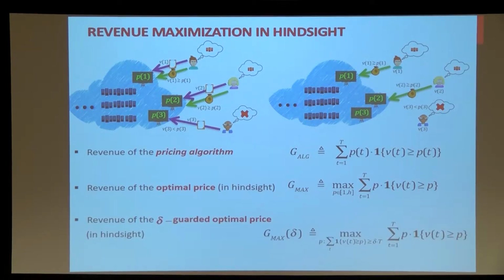And I'm also looking at a variant of this benchmark, which is called delta-guarded optimal price, which indeed is the maximum revenue you can get by posting a price P, but among the prices with market share, which is the fraction of times that they get sold, more than delta. I denote this quantity by g max of delta.